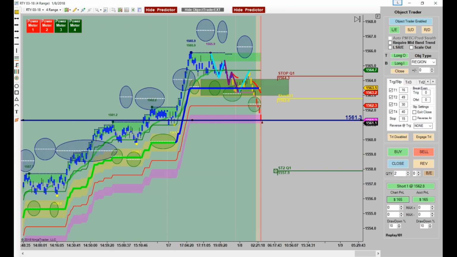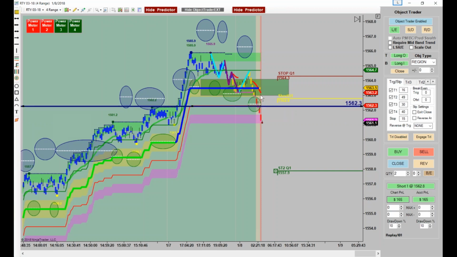See right here, there's a swing. All right. Let's watch for a predictor. We are getting a red background finally. We haven't gotten a mid-band change yet.